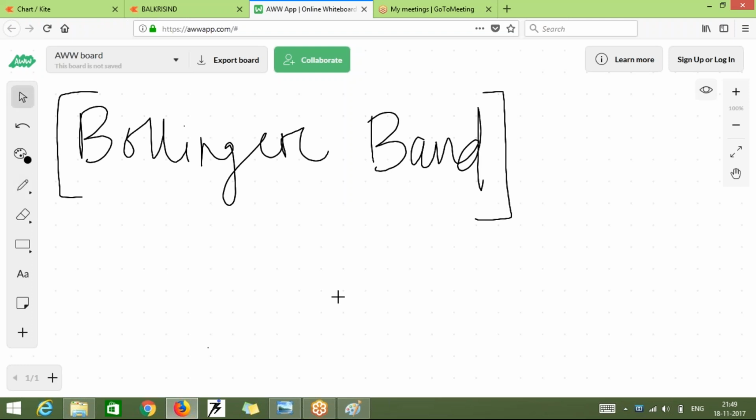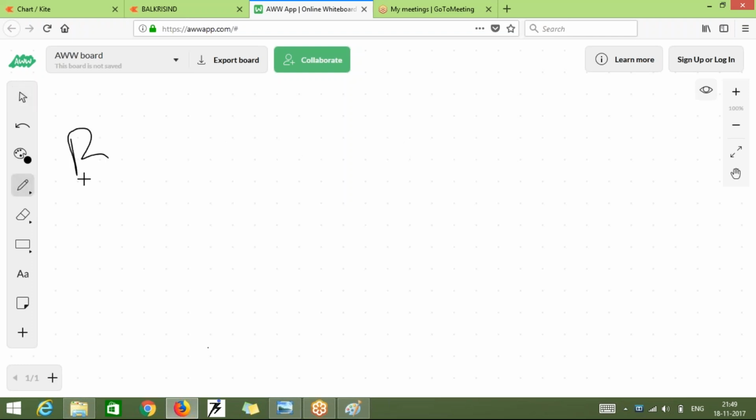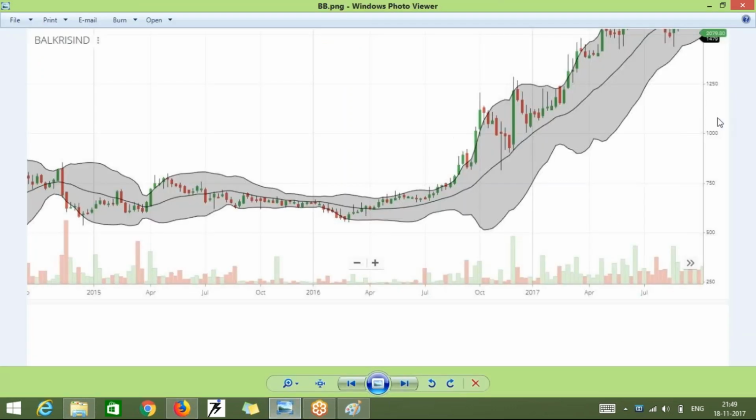So let's come to the formula. Bollinger Band, there are three things in Bollinger Band. Before moving, let me show you. This is where I have applied Bollinger Band to, again, Balkrishna Industry. There are three lines you can see: upper band, lower band, and middle band. This is the portion of Bollinger Band.